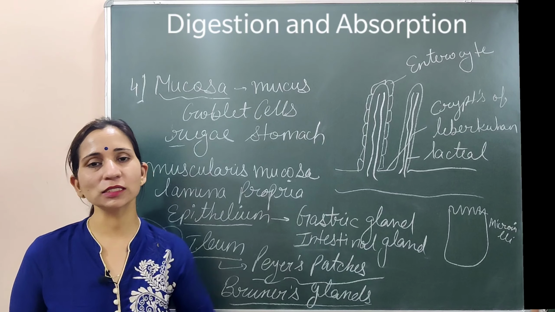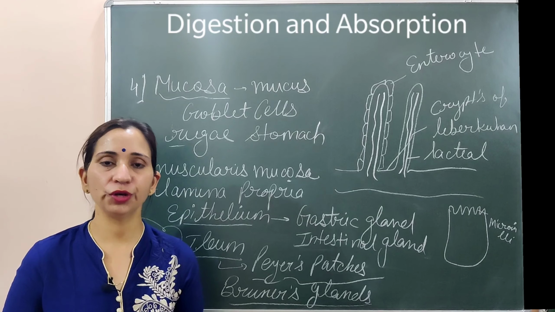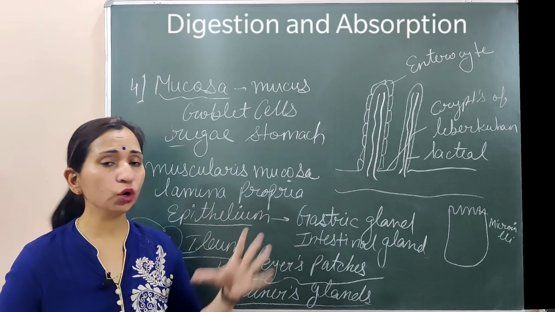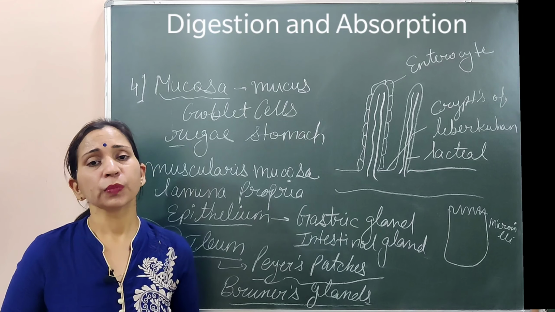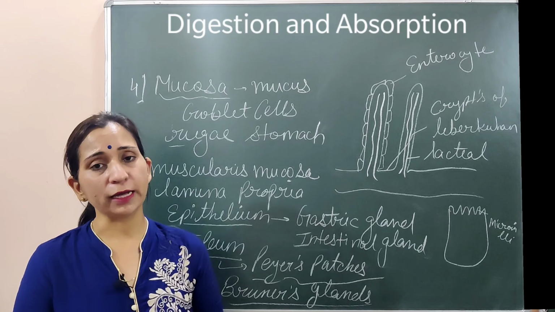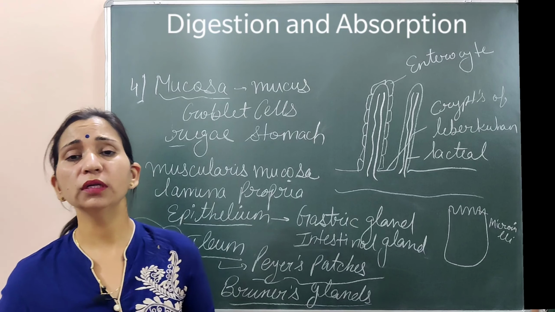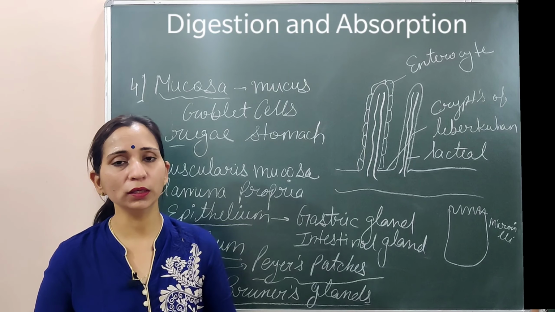So here we discussed the histology of the alimentary canal, and we showed the functioning of each and every layer. Now we will discuss the accessory digestive glands. We will discuss the different digestive glands one by one in detail.